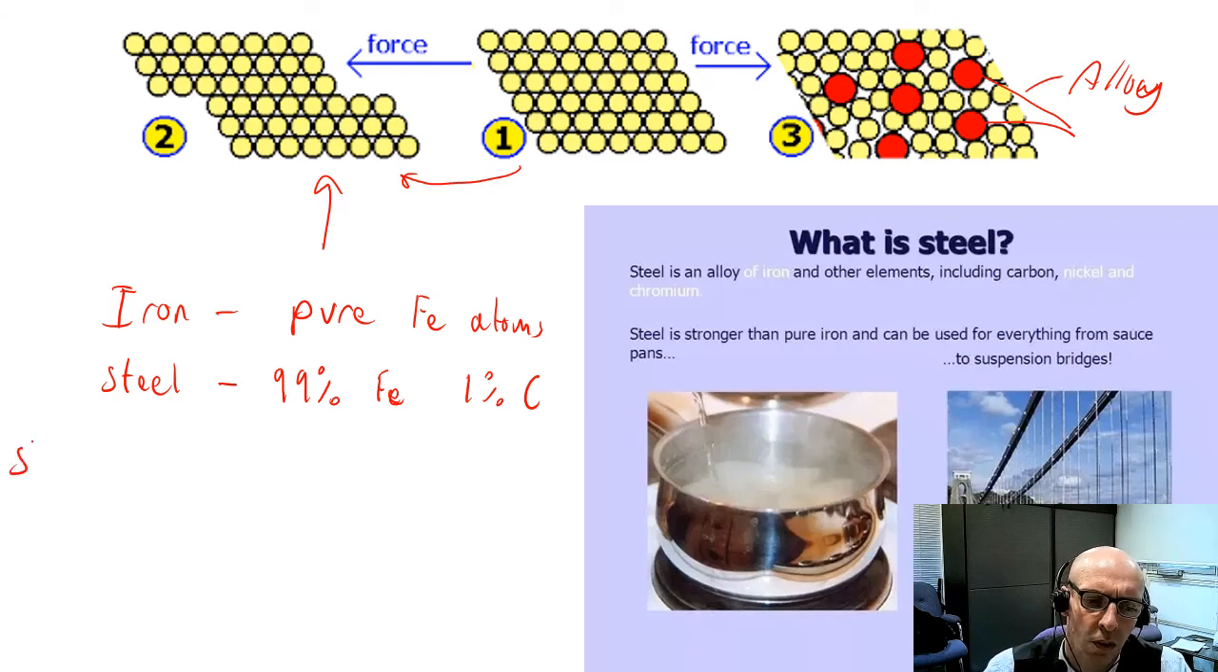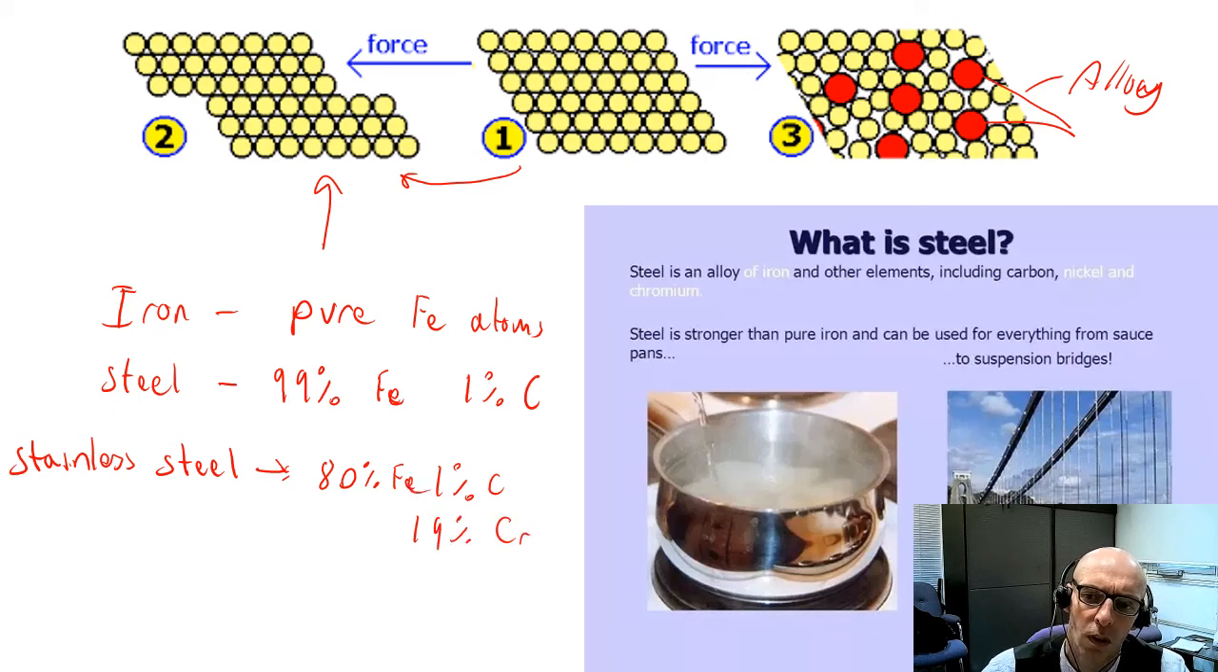Well, you're eating at home, and when you're eating, hopefully there isn't rust on your knives and forks. So we've made a substance called stainless steel that doesn't rust anywhere near as easily as iron. So stainless steel, for example, can be 80% Fe, 1% carbon, and 19% chromium or nickel. So chromium is a very shiny metal.